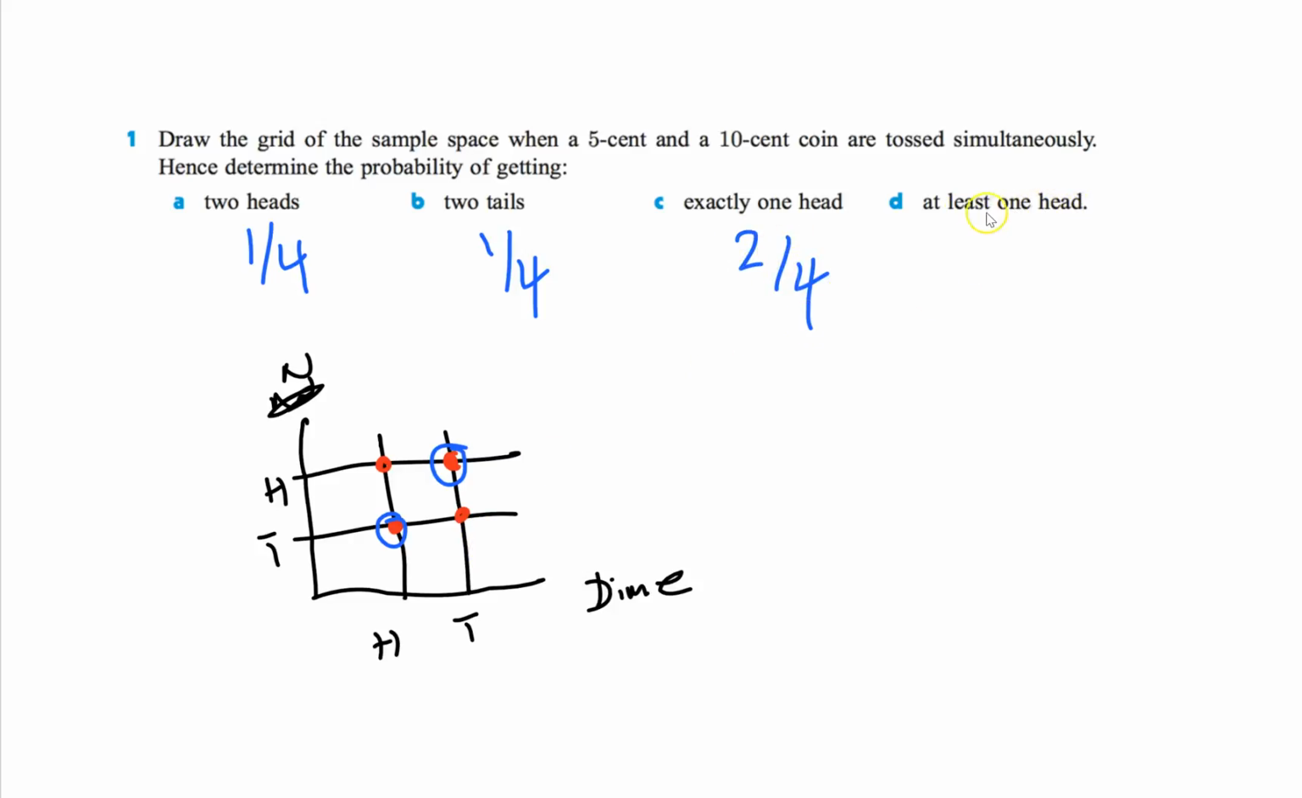Then at least 1 head. Don't laugh. So head tails, tails heads, heads heads. So 3 out of 4. At least 1, so as long as you get 1, you're good.